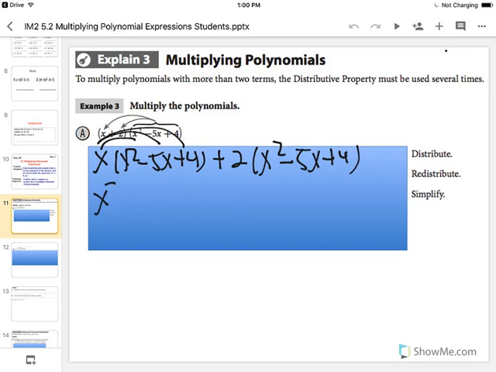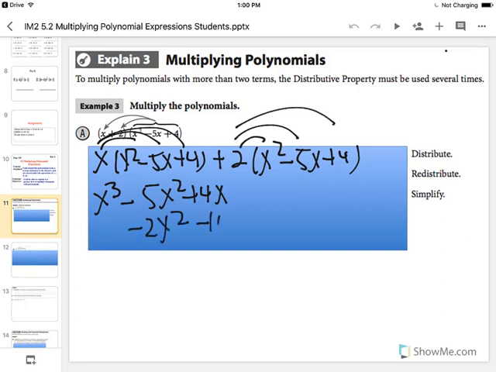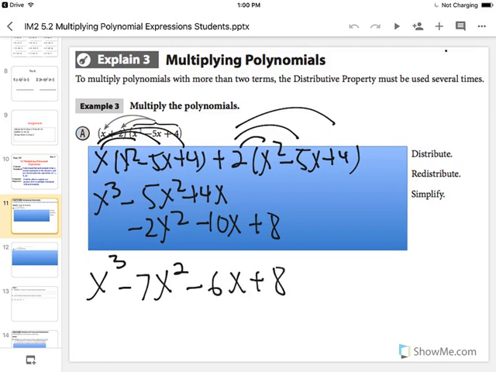So it gives us x cubed minus 5x squared plus 4x. And this part gives us 2x squared minus 10x plus 8. Combining like terms, this gives us 1x cubed minus 3x squared minus 6x plus 8. And as always, write the answer in standard form.